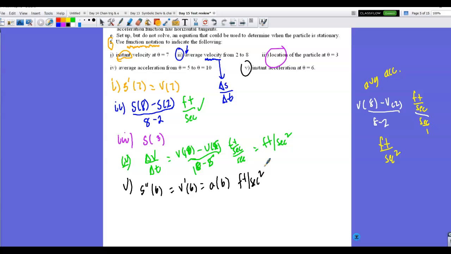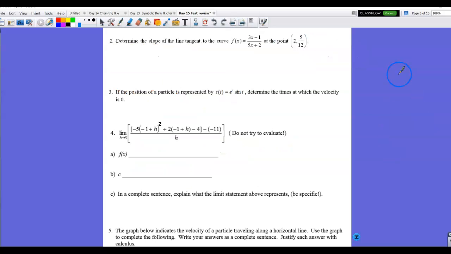All right, let's turn the page and see what we have coming up next. There you go. Words. Make sure you can read. Determine the slope of the line tangent to the curve. So slope of the line tangent, when you see that phrase, you should really just replace that with determine the derivative of the curve f of x.